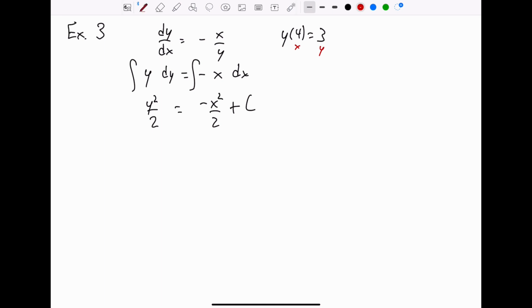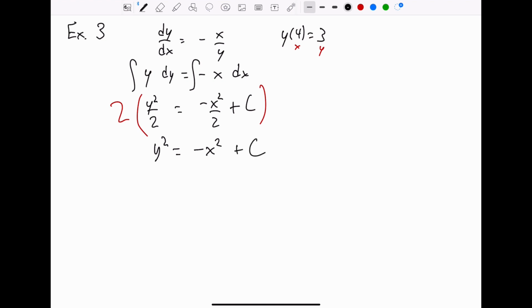I want to solve now for y. So I'm going to multiply first both sides by 2, and 2 times y squared over 2 is just y squared, and this equals 2 times negative x squared over 2, negative x squared, and then we have 2 times c. 2 times c is just another arbitrary constant. So instead of using 2c, let's just call this c again.